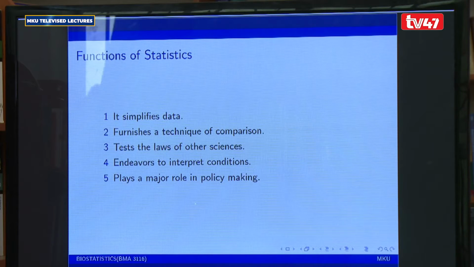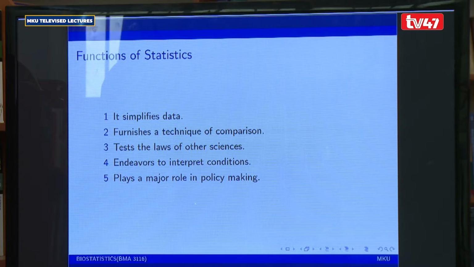Functions of statistics. One, statistics simplifies data. You can be given mass data that may not contain information that someone can see by looking, but after applying some statistical techniques, you are able to view some information that was contained in the raw facts that you had collected. Statistics also furnishes a technique of comparison. Like you can say, if I got this value as 20, compared to another value of 30, what does this value of 20 tell me about the study I was carrying out?